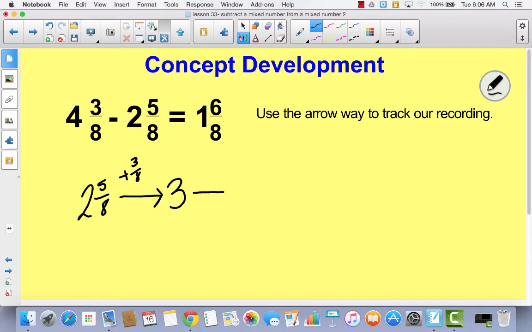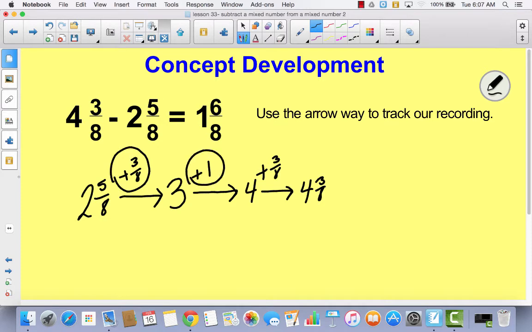Okay, so now I want to go from 3 to 4, which was 1 whole. And then I want to go from 4 to 4 3/8. Well, to get from 4 to 4 3/8, I had to add 3/8 again. So notice, here's those same 3 numbers that we just had on the number line. Now all you have to do is add all these together and you get 1 6/8.